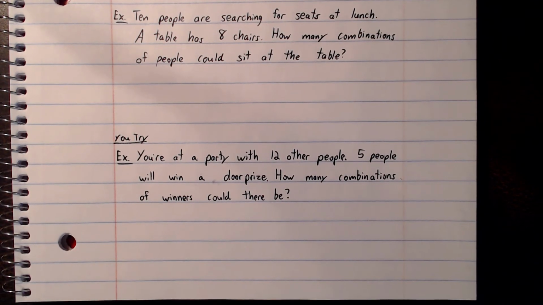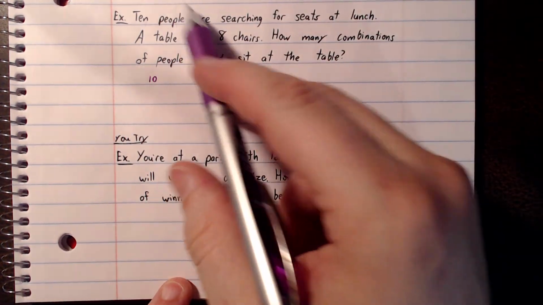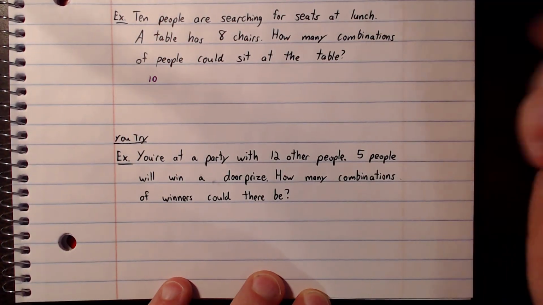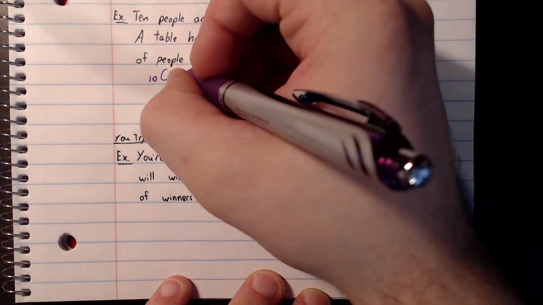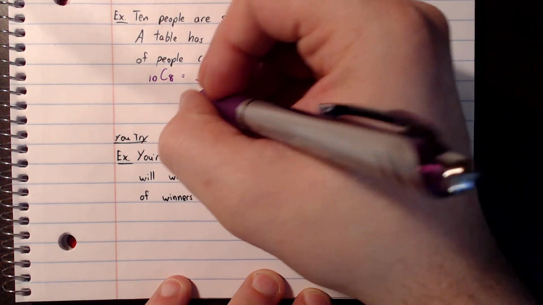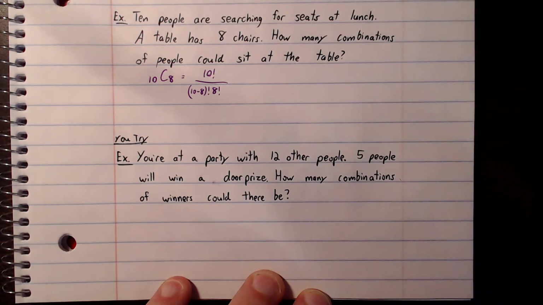All right, so we've got 10 people in a cafeteria searching for seats at lunch. One of the tables has only 8 chairs. So the question here is, how many combinations of people can sit at the table? Obviously, not everybody's going to get to sit down, right? 2 people are going to have to find somewhere else to sit. So what we're doing here is we have 10 total elements, but we're only seating 8. So we're doing 10 choose 8. All right, so that's 10 factorial over 10 minus 8 factorial times 8 factorial.